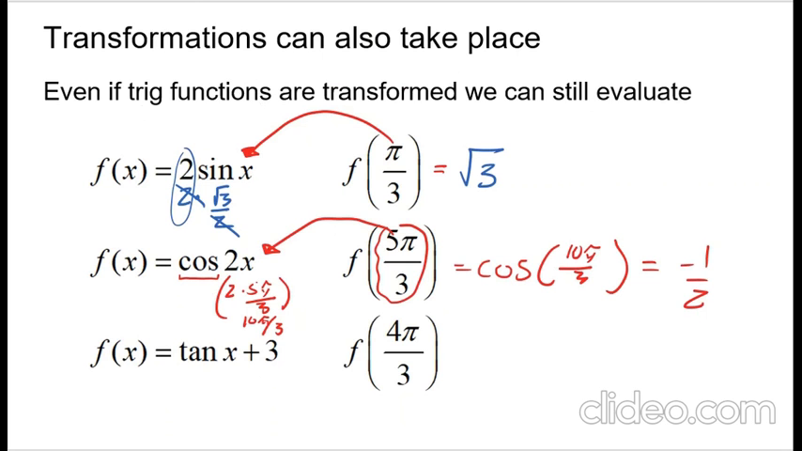All right, let's try this next one here. This time we have tangent of x plus 3. So notice here, the plus 3 is outside. So again, following order of operations, I'm going to do the tangent of x first and then just add 3 to that answer. So when I plug 4 pi over 3 in for x, the first thing I'm going to do is figure out what is tangent of 4 pi over 3.